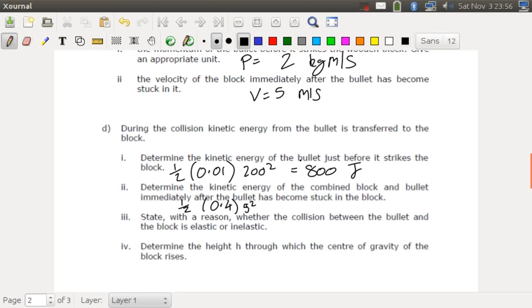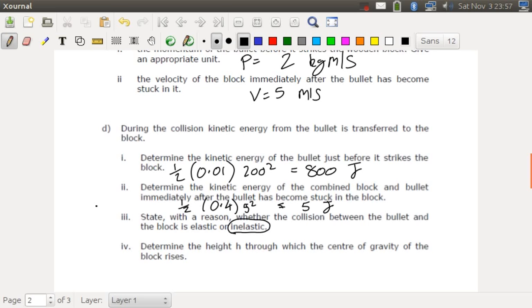Yeah, that would be 5. 5 joules. State the reason whether the collision between the bullet and the block is elastic or inelastic. It'll be inelastic. Inelastic collisions is when there's a loss in kinetic energy.